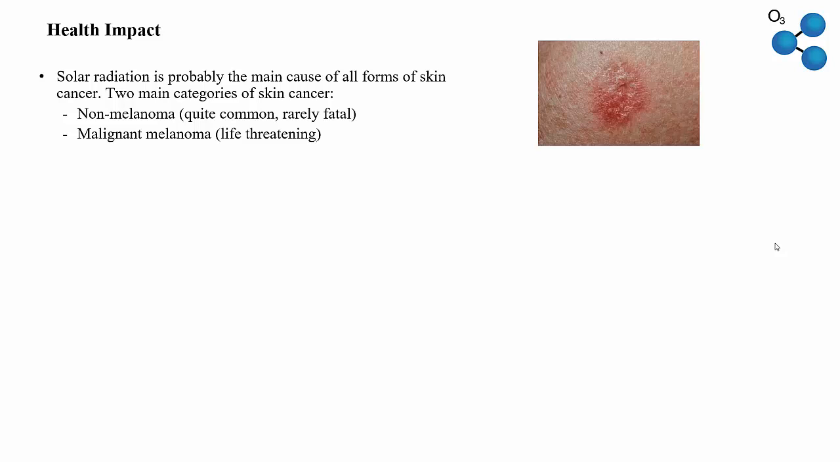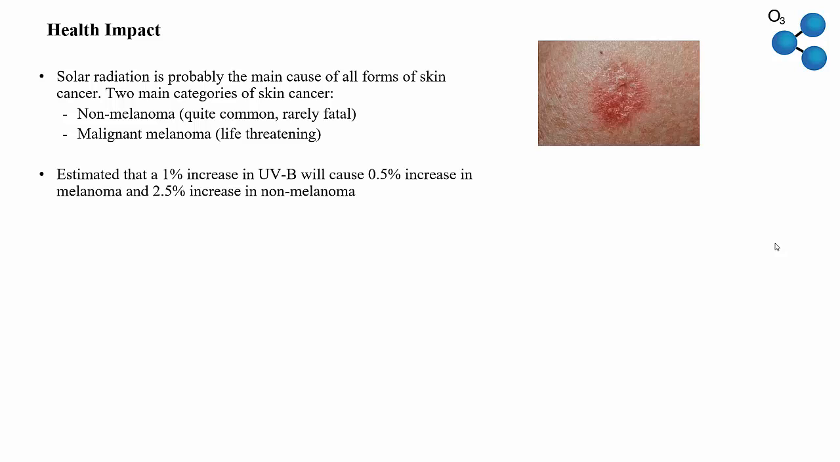Epidemiological studies show that there's a direct link between skin cancer and UV exposure. Epidemiological studies look at where populations live and how much UV they're exposed to. These studies show that if you live at lower latitudes, closer to the equator, you get more exposure to UV and skin cancer rates increase. The medical literature estimates that about a 1% increase in UVB exposure will cause about a 0.5% increase in melanoma and about a 2.5% increase in non-melanoma.